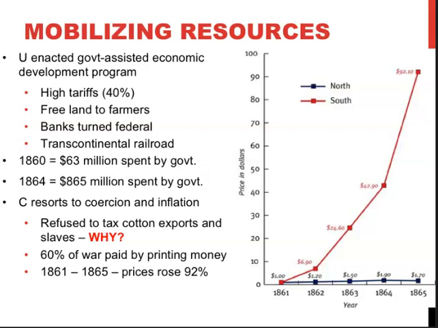By 1860, $63 million was spent by the government. By 1864, $865 million was spent by the government to help pay for this war.